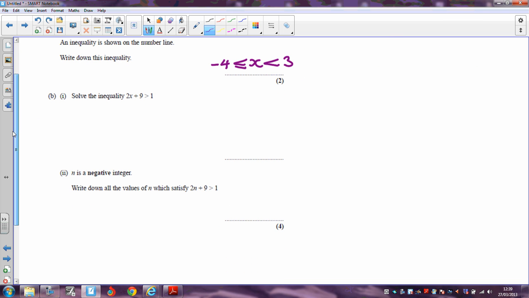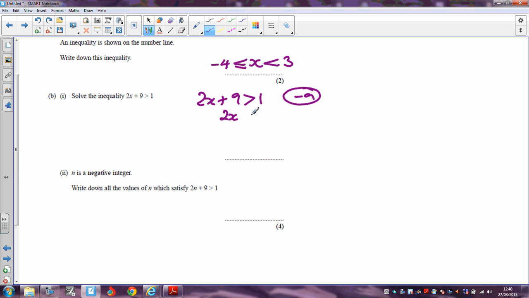Okay, solving an inequality is very much like solving an equation. The only thing that you have to be careful of is if you divide or multiply by a negative number, then the inequality sign switches direction. So we're starting with 2x + 9 is greater than 1. I'm going to subtract 9 from both sides.